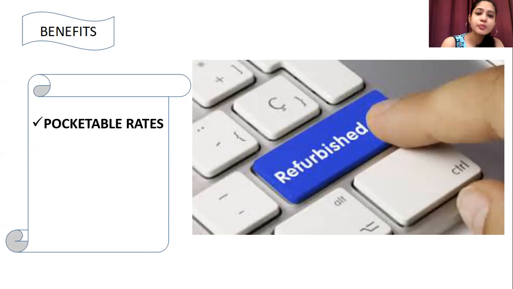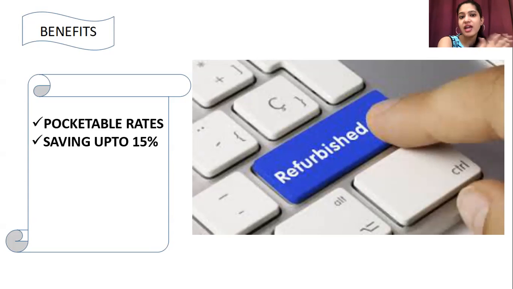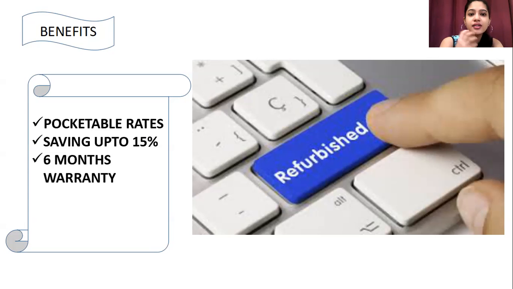Now, talking about this pocketable rate, does it offer savings? Yes, it offers you savings also, because brand new products are actually quite expensive, whereas refurbished are pocketable, so you can save a good amount. Yes, you definitely save a good amount. As well, brand new products offer you 1 year warranty, whereas you get a 6 months warranty period in the refurbished gadgets. Yes, refurbished gadgets offer you a 6 months warranty period.